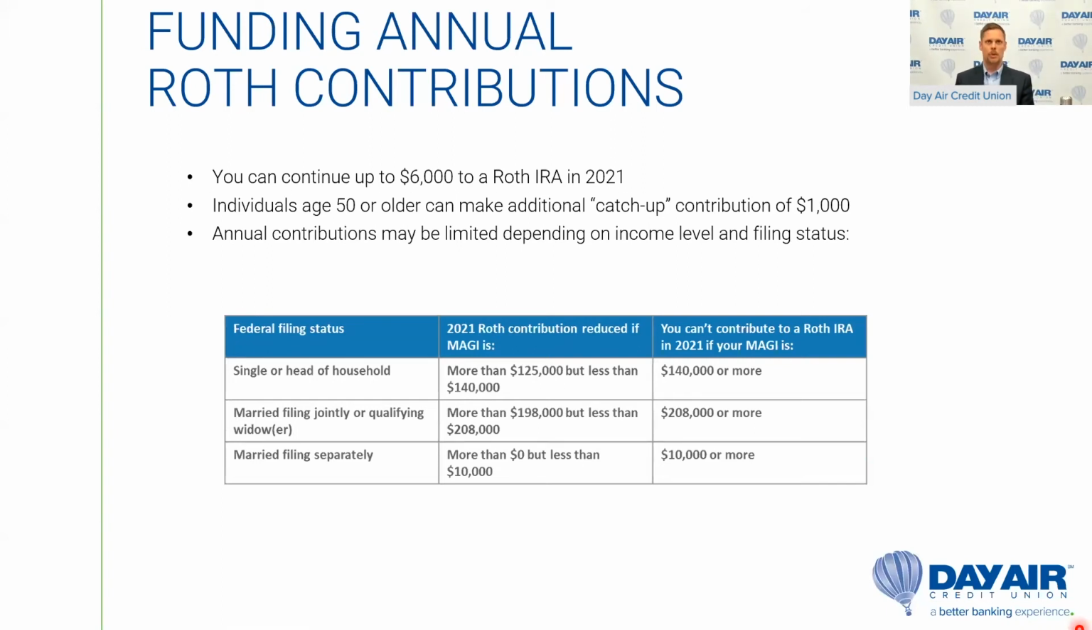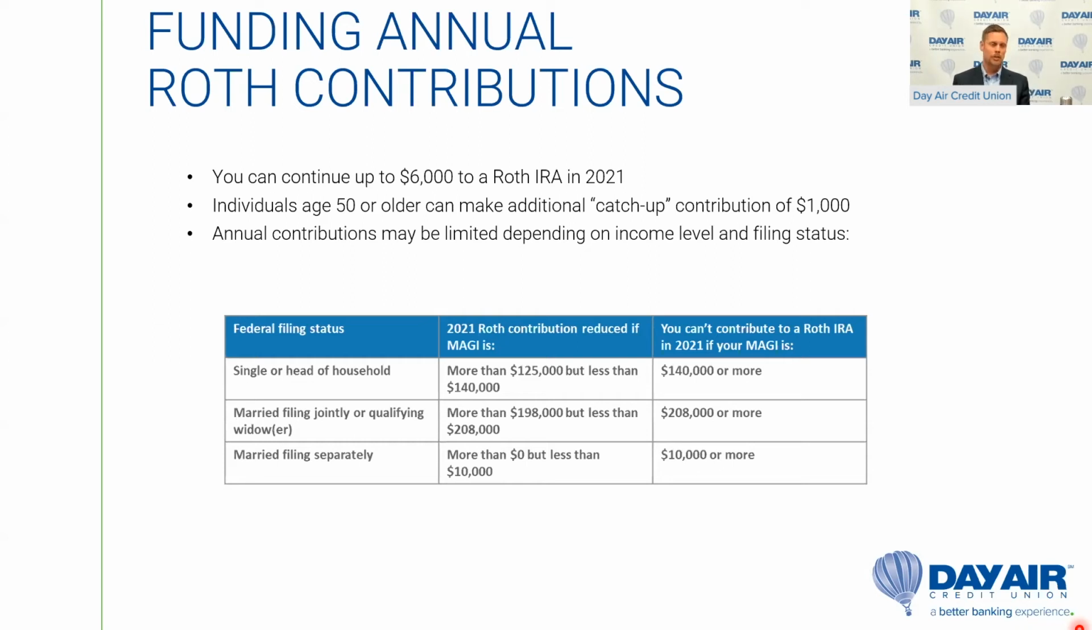So in 2021, this year, if your modified adjusted gross income is below $125,000 and you're filing single or head of household, you will be able to maximize your Roth IRA. You will be able to put the maximum amount in. If it's between $125,000 and $140,000, you will be limited on the amount that you can put into a Roth IRA. And if it's over $140,000, you're not going to be able to put anything into a Roth IRA.